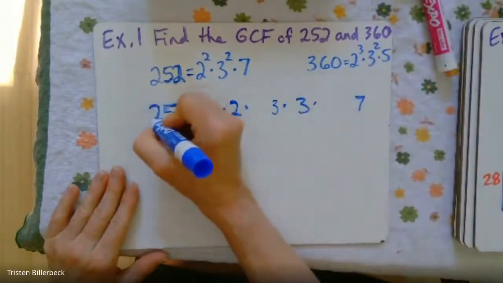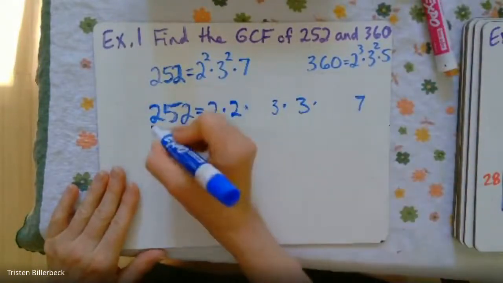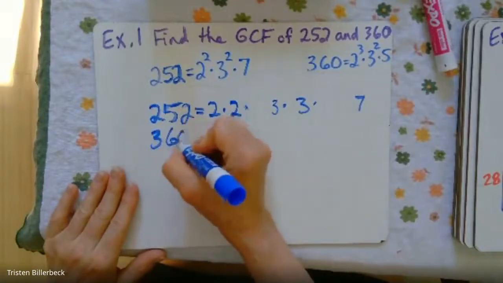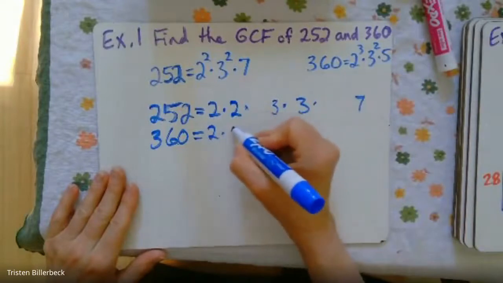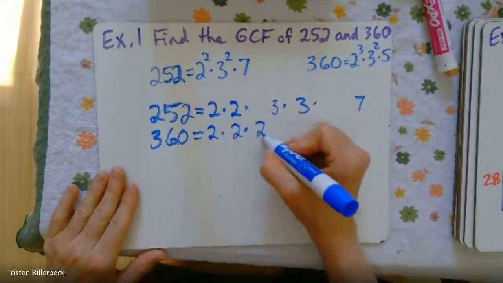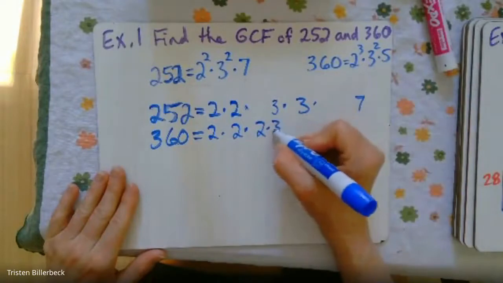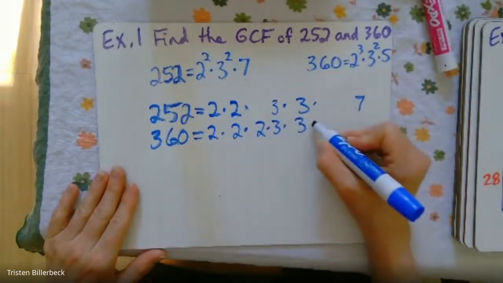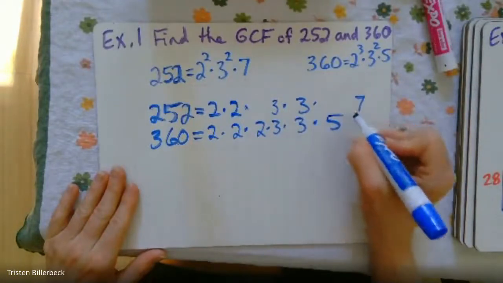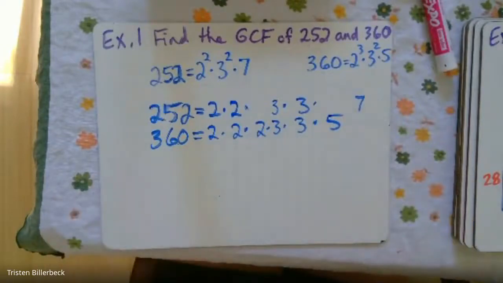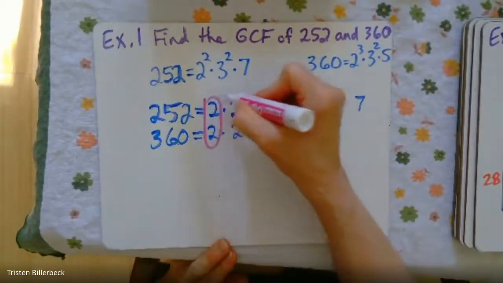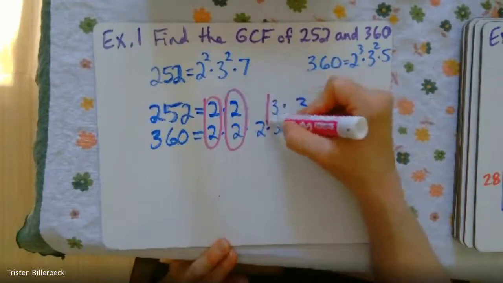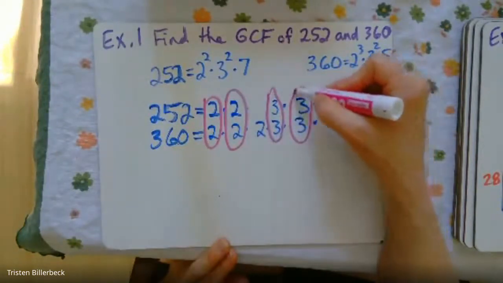Okay, so we have 252, and then we have 360. So when we expand this out, we have 2 times 2 times 2 times 3 times 3 times 5. So now what we can do to find the greatest common factor with numbers like this is we see, well, they both have 2's here and here, and here. They have 3's here and here.